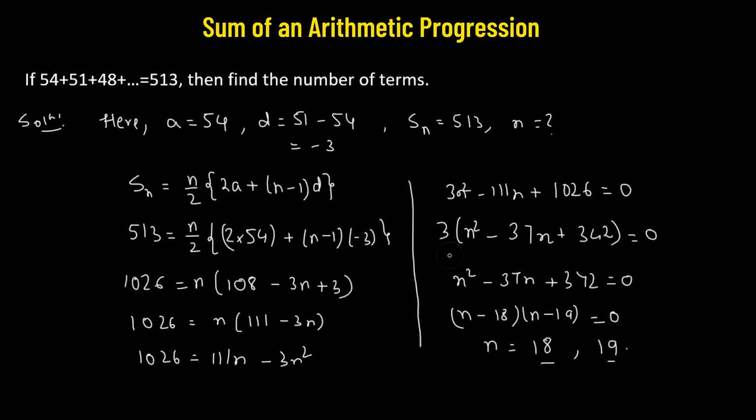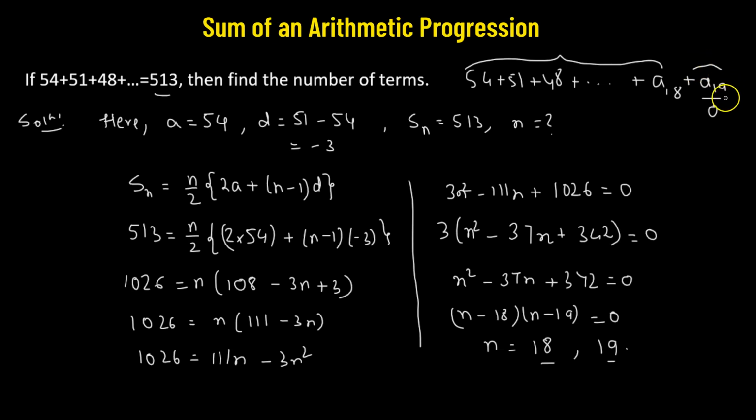In a given series, our series is 54 plus 51 plus 48. So let me show it here. So we have 54 plus 51 plus 48, and so on. Here we will have the 18th term, and then we have our 19th term. Now since our 19th term value is 0, that means if we take the sum from the first term 54 to the 18th term, this is going to give us a value 513. And if we also include the 19th term, then this will also be 513, since the 19th term is equal to 0. Hence we are getting n equals 18 as well as 19.